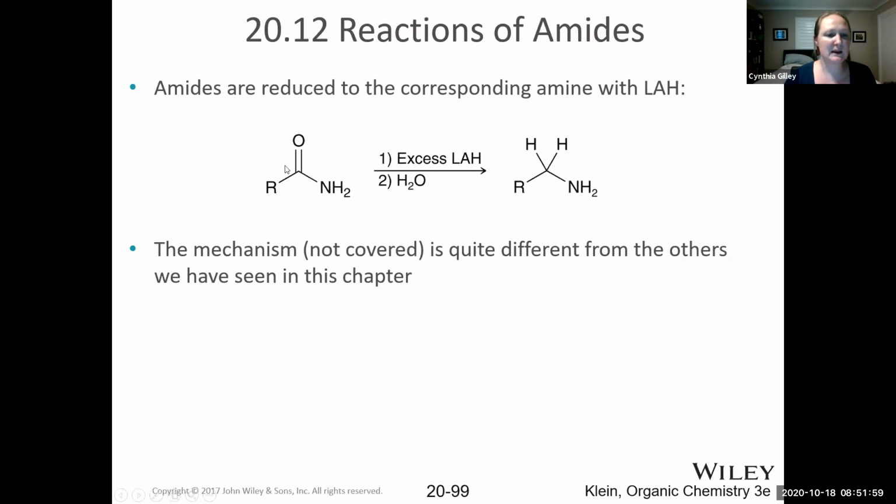So we can also reduce amides using LAH. It does take excess LAH as we are going to incorporate 2 hydrides from LAH, but unlike reduction of the other derivatives of carboxylic acids, in this case we're not going to produce an alcohol. So recall that when we use the other derivatives of a carboxylic acid, we always produced a primary alcohol when we reduced with LAH. But in this case, we actually reduce an amide and get a primary amine. So the mechanism is actually quite different from the other LAH reduction mechanisms in this chapter, and it's actually beyond the scope of the class, so we're just going to skip it.